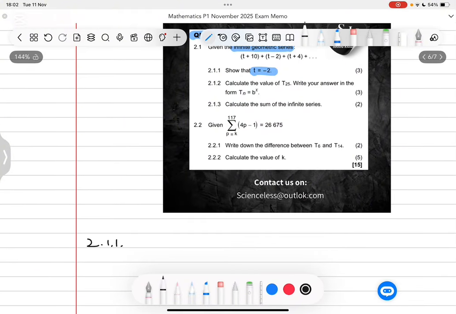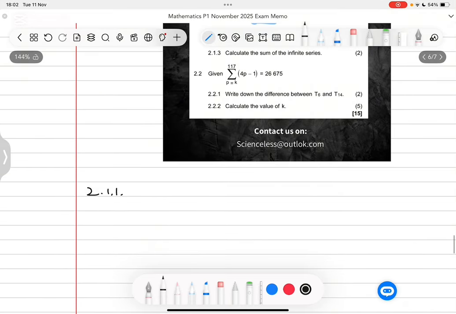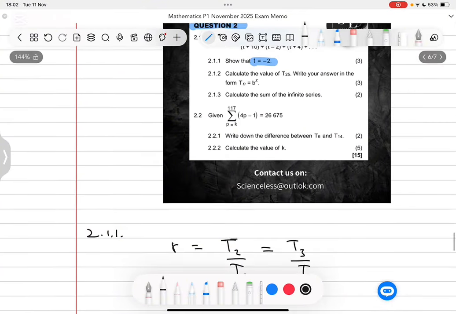Now, to answer that question, we have to take advantage of the properties of a geometric series or even a geometric sequence. In a geometric series or sequence, we know that we have the common ratio, meaning if you divide successive terms, you should get the same number. So I'm going to say r is equal to term 2 divided by term 1, and I should get the same value when I say term 3 divided by term 2.